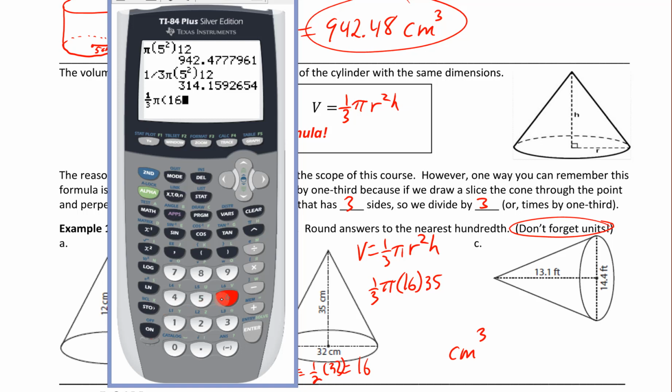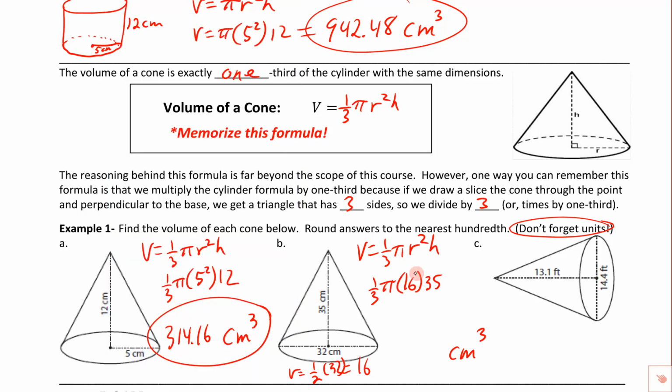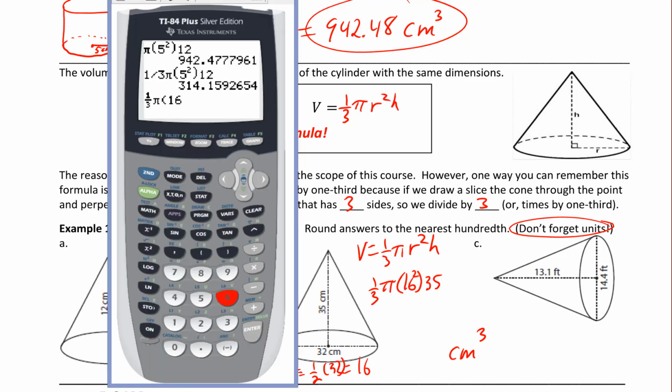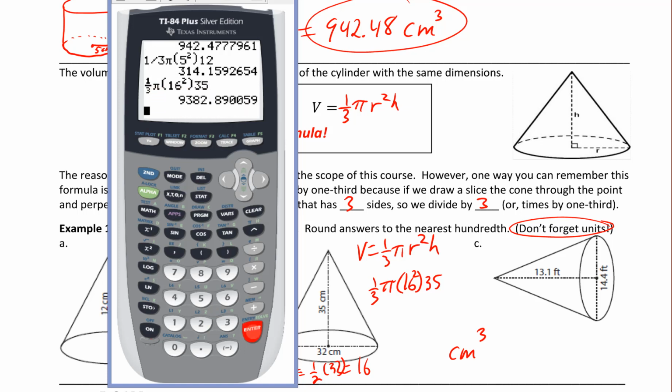So this is going to be 16. Oh, and I noticed I missed the square on there, so we better put that square on there. So we're going to square that, close the parentheses, and then we're going to multiply by 35. So we've got everything in there. It looks nice and all that sort of stuff. So we're going to hit enter. We get 9,382.890. So that looks good.